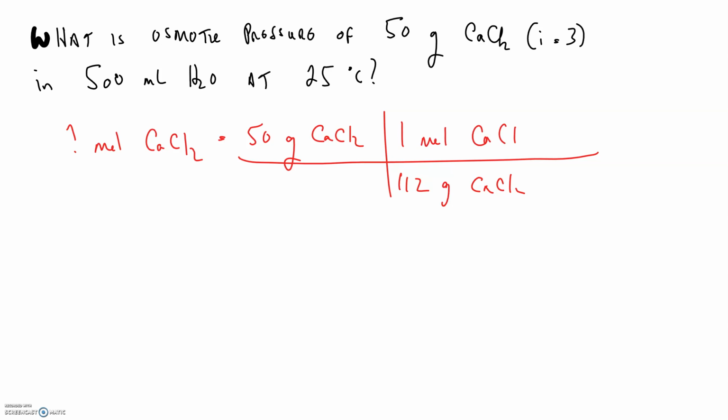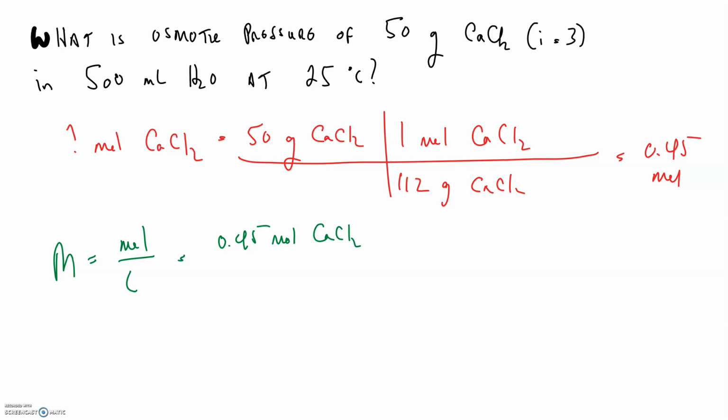So how many moles are we talking about of calcium chloride if we only have 50 grams? And this is, of course, 0.446. Let's call it 0.45 moles. All right. So if we know we have 0.45 moles, what's our molarity? Molarity is equal to moles over liters. We have 0.45 moles of calcium chloride. We are in 500 milliliters, otherwise known as 0.5 liters. And we should get a molarity of 0.9 molar.